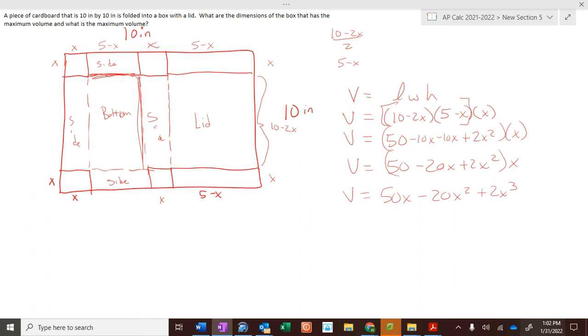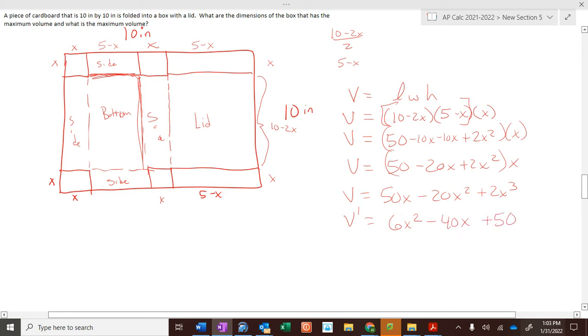We want to maximize the volume, so we need to do what? Find the first derivative. What's the first derivative of the volume? 6x squared minus 40x plus 50. We just switched the order. What do we do with the first derivative? Set it equal to 0. If we factor out a 2, we get 3x squared minus 20x plus 25 equals 0. If we divide by 2, it cancels. Okay, so we're left with that.